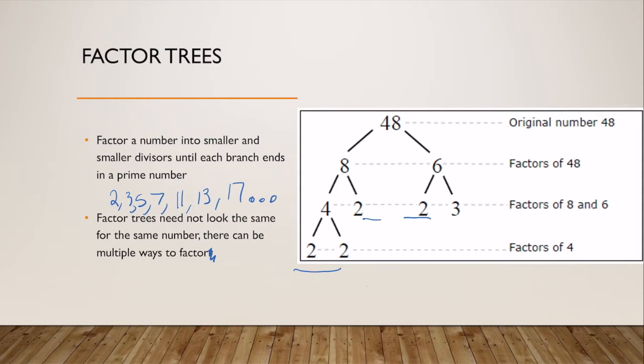So 48, for example, we broke that down into factors of 8 and 6. 8 breaks down into a 4 and a 2. 4 breaks down into a 2 and a 2, and then these are all prime numbers, so I'm done. 6 breaks into a 2 and a 3, so now I have all prime numbers. So we can write 48 as 2 to the 4th power times 3. So we're breaking things down into their prime factors.